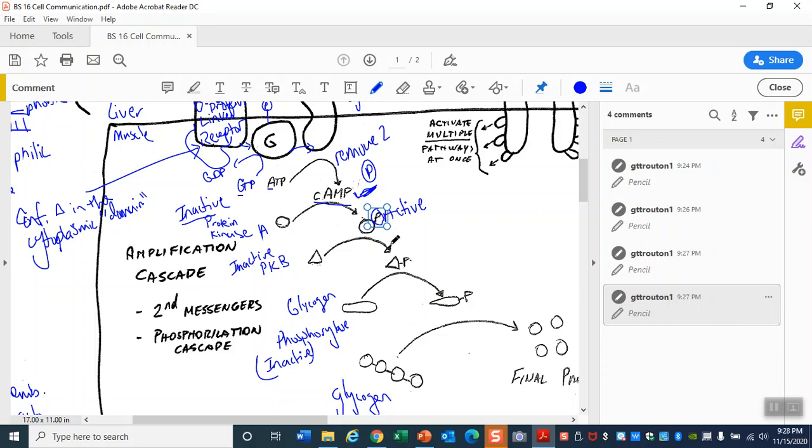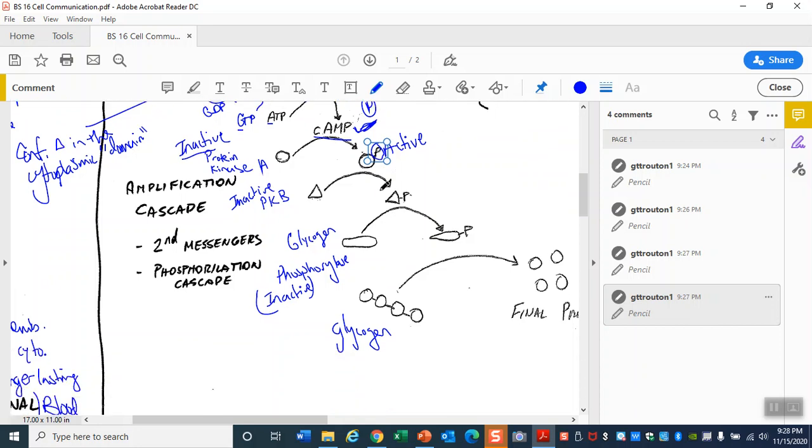Well, active PKA is going to phosphorylate inactive PKB. It's basically a game of pass the baton. You're going to pass the phosphate from one messenger to the next. So PKA passes the phosphate to inactive PKB, which activates it. So there's the phosphate group. So now PKB is active. And then PKB is going to add that phosphate to glycogen phosphorylase. So now glycogen phosphorylase is active.